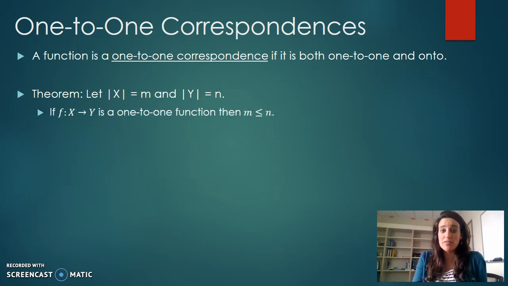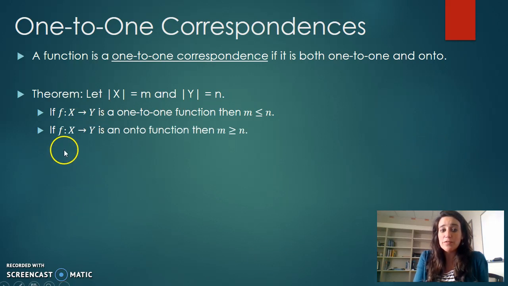If a function that maps from X to Y is a one-to-one function, then m must be less than or equal to n. So the order of X must be less than or equal to the order of Y. If the function f that maps from X to Y is an onto function, then m must be greater than or equal to n. So the order of X must be greater than or equal to the order of Y.